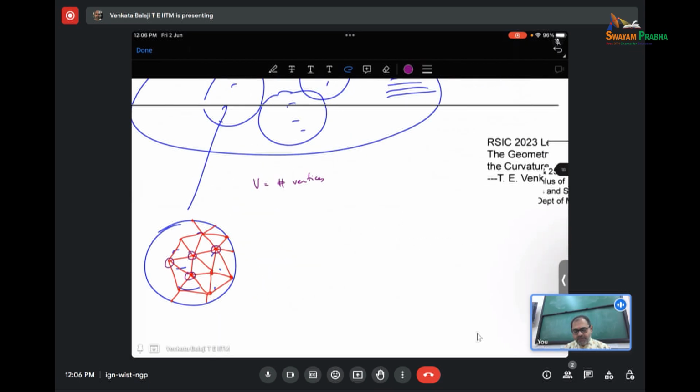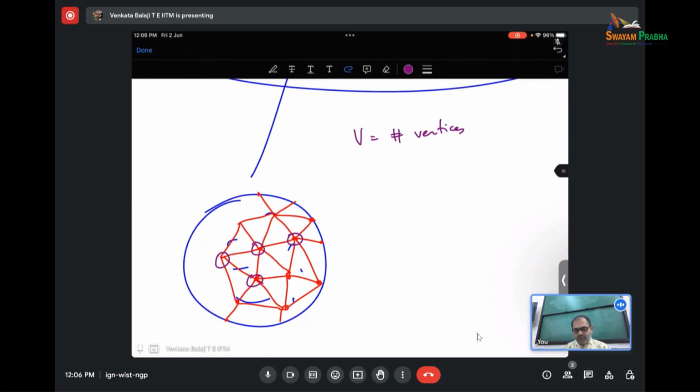And once you have the vertices, then you have the edges, which are the sides of the triangles. So E is the number of the edges. And F is the number of the faces, which are basically the triangles. So you see these are edges, and if I shade this whole thing, this is the face.